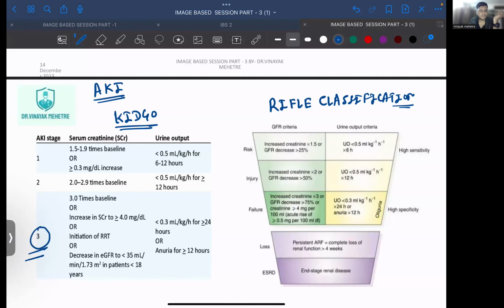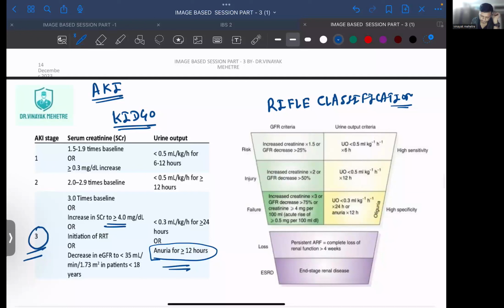AKI third stage. Okay, AKI third stage, you need to remember anuria for more than 12 hours, right? Anuria for more than 12 hours plus creatinine more than 4. Whenever you are going to get questions, they are going to give everything, but at least you will catch this much. That is creatinine more than 4 and anuria for a day or a night, right? With creatinine more than 4, it is going to be category number 3, right?